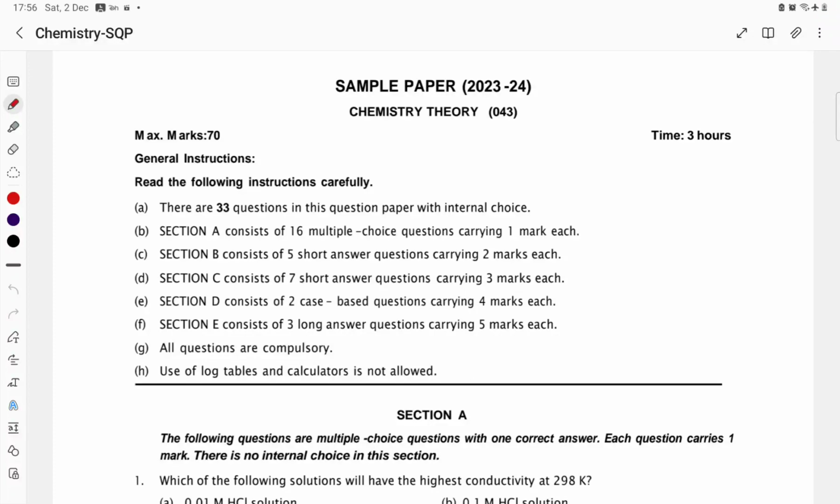Hello student, let's see the question paper, the 2023-24 model paper. It is the sample paper. How will the total questions come? There are 33 questions, student.